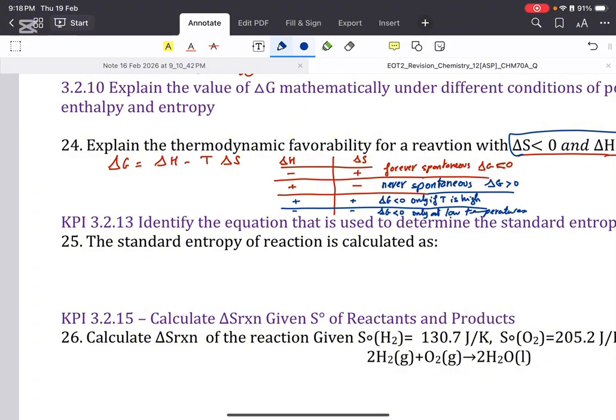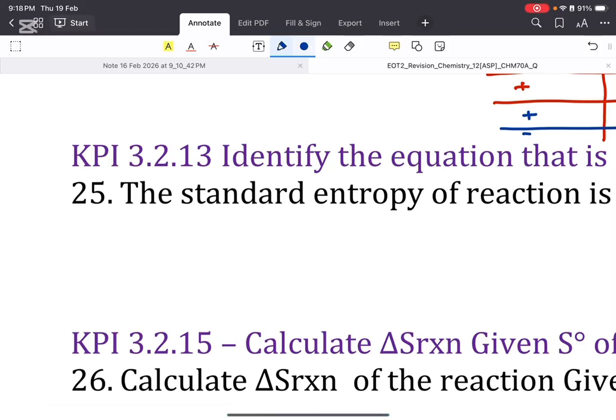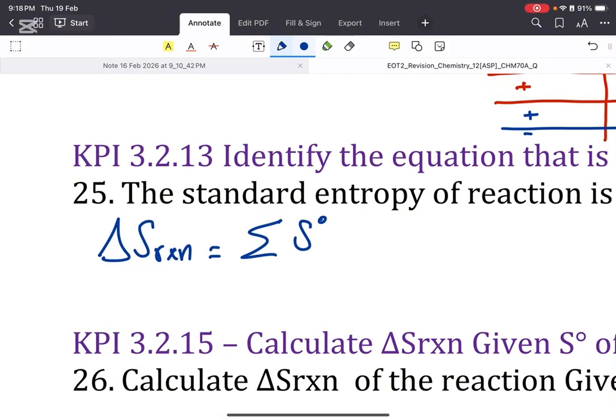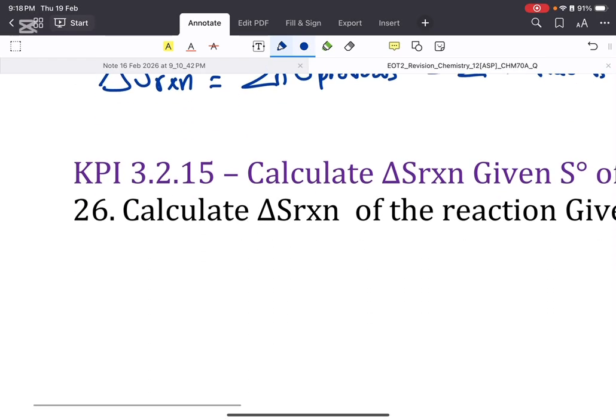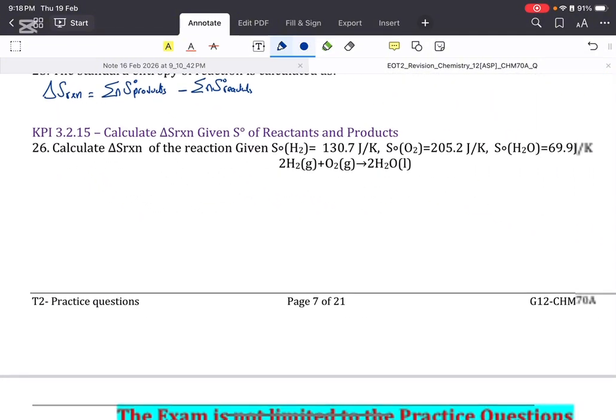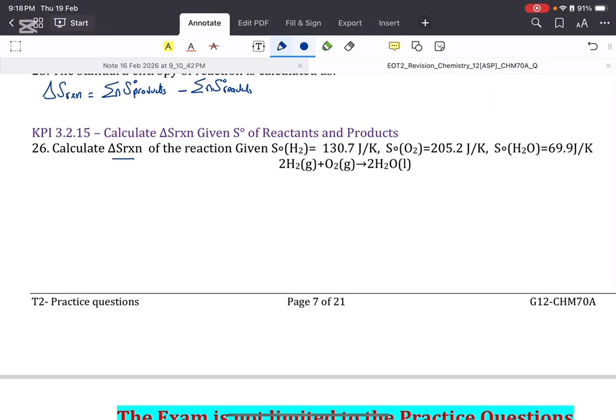Now, how do I calculate the standard entropy of a reaction? There's the summation equation. Delta S of a reaction is equal to the sum of entropy of products, and of course, if a product is multiplied by a stoichiometric coefficient, you need to multiply its entropy by that coefficient, minus the sum of the entropy of reactants, also multiplied by the stoichiometric coefficient. So let's take this example and calculate the delta S of the reaction.